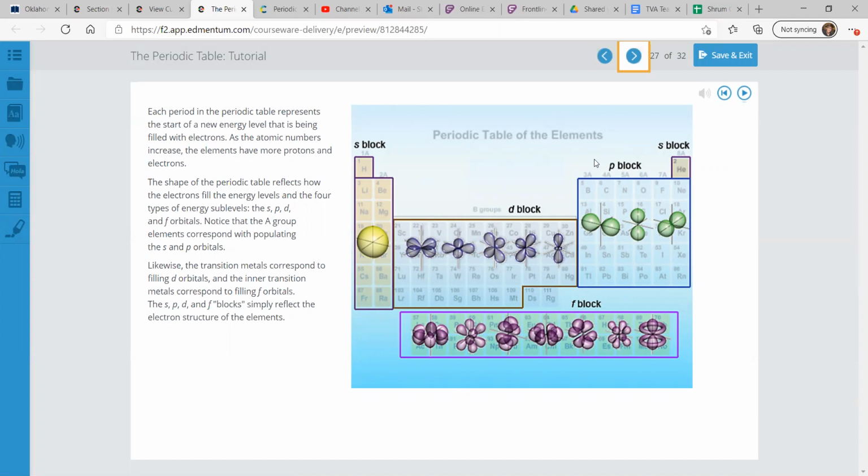Notice that the A group elements correspond with populating the S and P orbitals. Likewise, the transition metals correspond to filling D orbitals, and the inner transition metals correspond to filling F orbitals. The S, P, D, and F blocks simply reflect the electron structure of the elements.